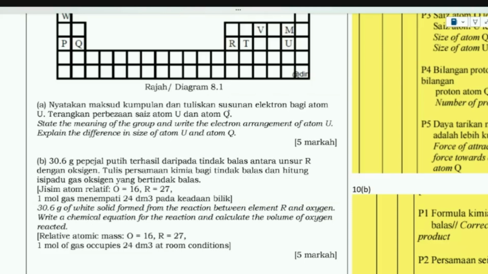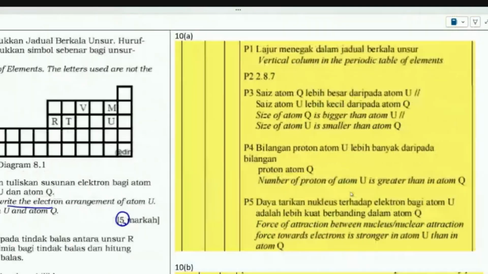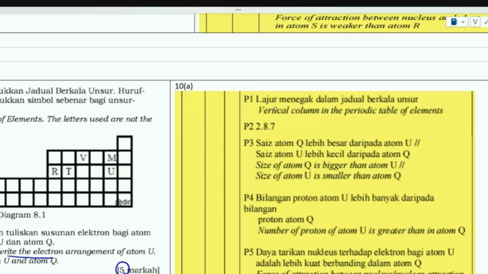Class, this can become an essay question: state the meaning of group and write the electron arrangement. So that's 5 marks. First mark, name the group. What is the meaning of group? See how we present our answer. Point 1: group is a vertical column in the periodic table.